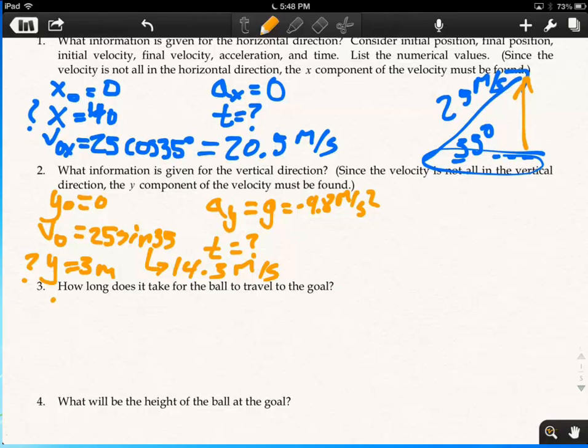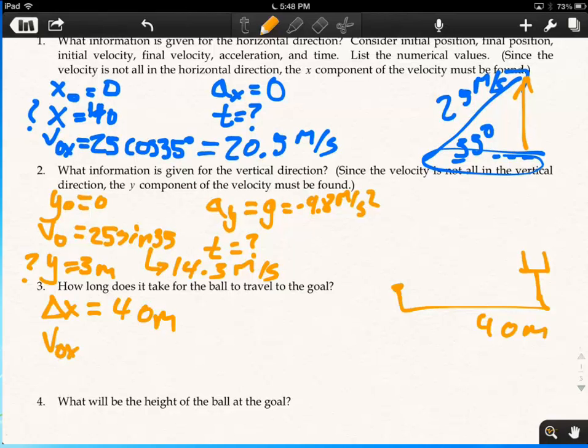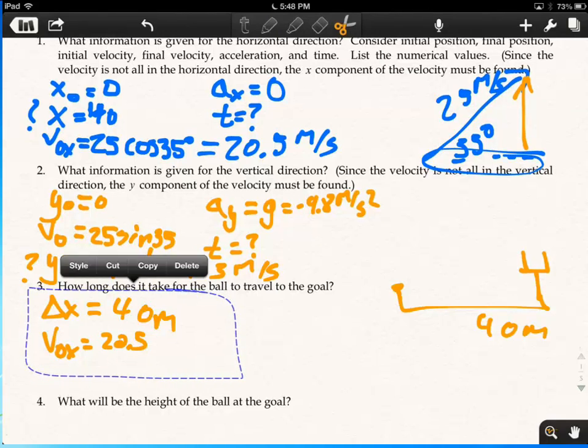Well, we know it's got to go 40 meters. I know a change in position. In order to get to the goal, a horizontal distance, the ball starts here, the goal's over here, and this distance is 40 meters. So the change in position is 40 meters. I know the velocity in x was 20.5 meters per second. I should have changed back to blue, because now I'm in the horizontal direction. So let's go ahead and do that.